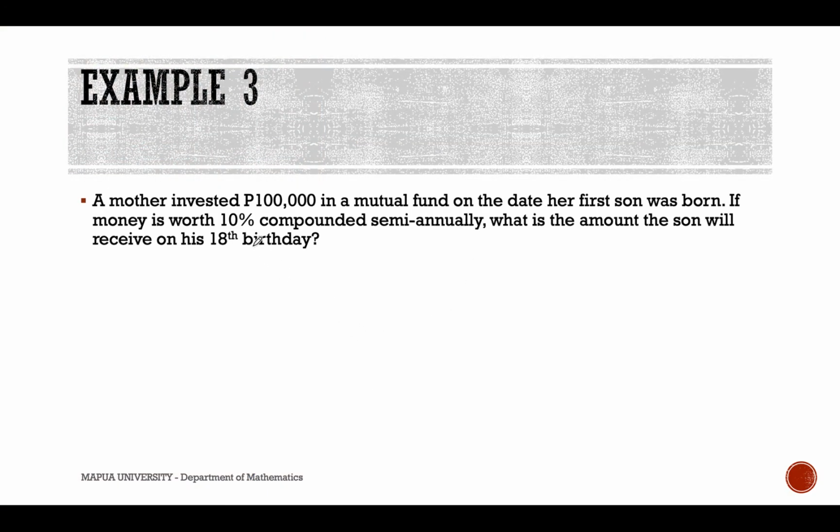For example, a mother invested 100,000 in a mutual fund on the date her first son was born. If money is worth 10% compounded semi-annually, what is the amount the son will receive on his 18th birthday? Okay, so let us draw the cash flow diagram.